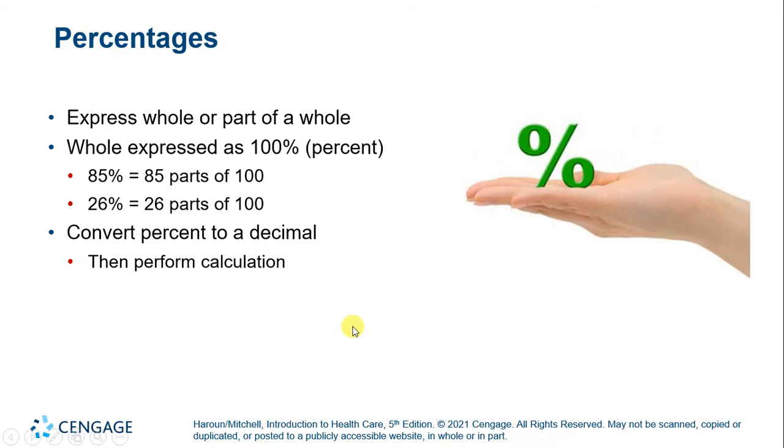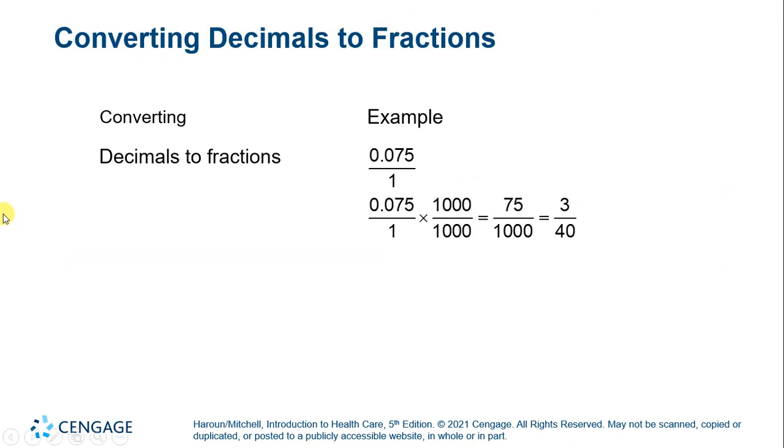Okay, so percentages. Percentages are when you express a whole or a part of a whole, and the whole is 100%. So 85% is 85 parts of 100, 26%, 26 parts of 100. And you can convert the percent to a decimal and then perform the calculation.